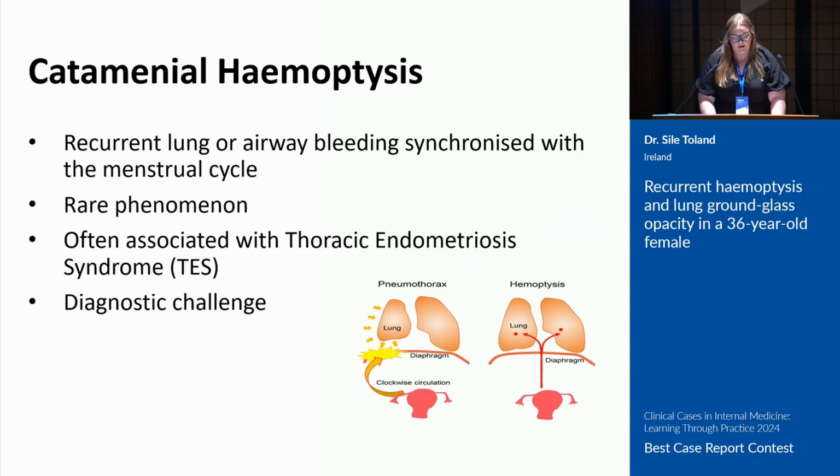So just a little bit about catamenial haemoptysis. It's recurrent lung or airway bleeding, which is synchronized with the menstrual cycle. It's a very rare phenomenon, and it does pose a diagnostic challenge just given its rare presentation.